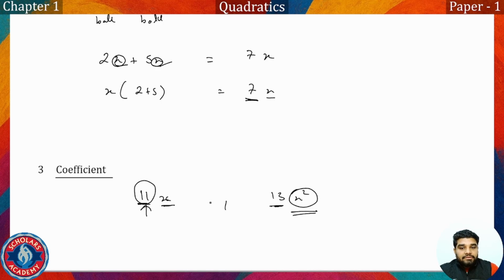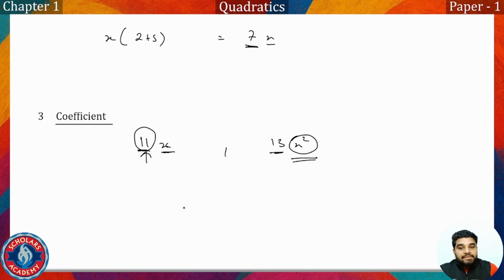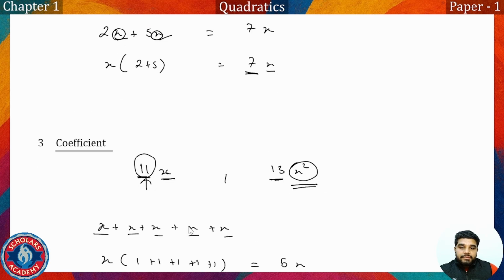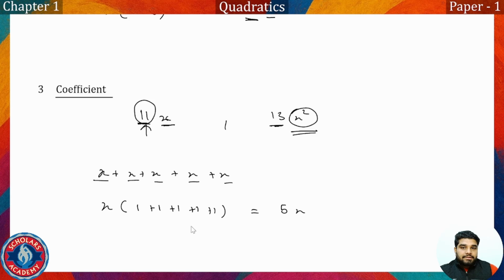What does this coefficient tell us? It tells us how many times this x is being added. So for example, if I say x plus x plus x plus x plus x, so I am adding x 5 times. If I take x common, 1 plus 1 plus 1 plus 1 plus 1, adding all these, what I will get will be equal to 5 times x. Clear? So I hope you are able to understand what the variable is, what a coefficient is, and how to add these, right?